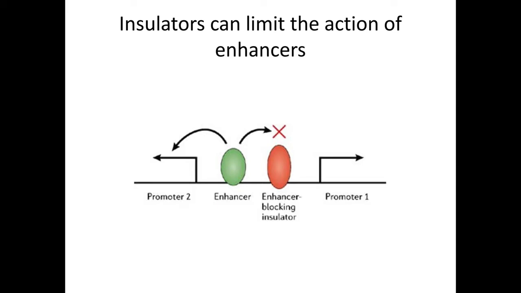Another important regulatory sequence are called insulators. There are different types, and the one that I'll mention briefly right now are insulators that limit the action of enhancers. So here we have this enhancer. This enhancer could potentially drive the expression of promoter 2 or drive the expression of promoter 1. But in this particular case, there's a DNA sequence here which recruits proteins called insulator proteins, and these can then block the action of this enhancer onto this promoter.